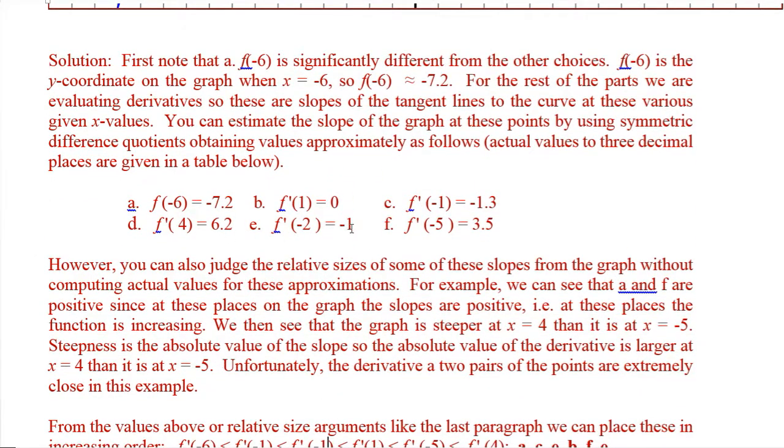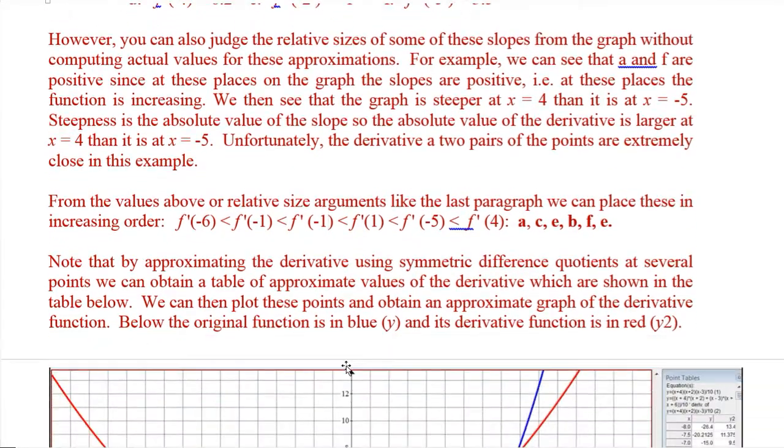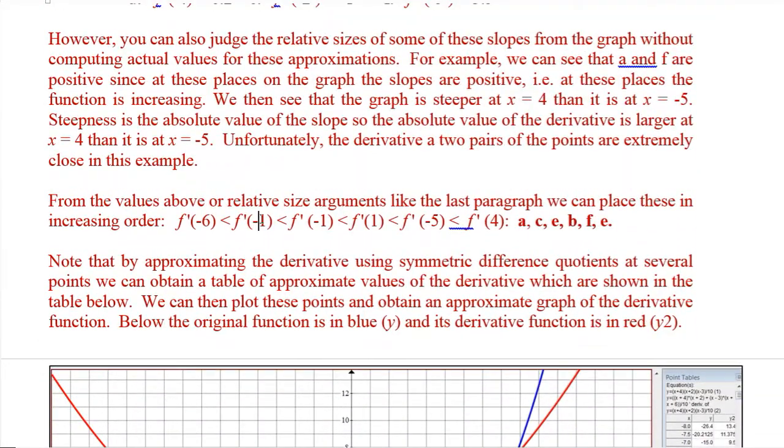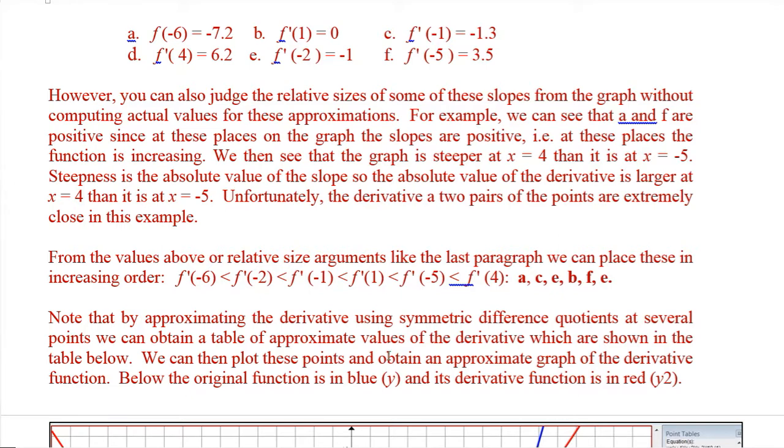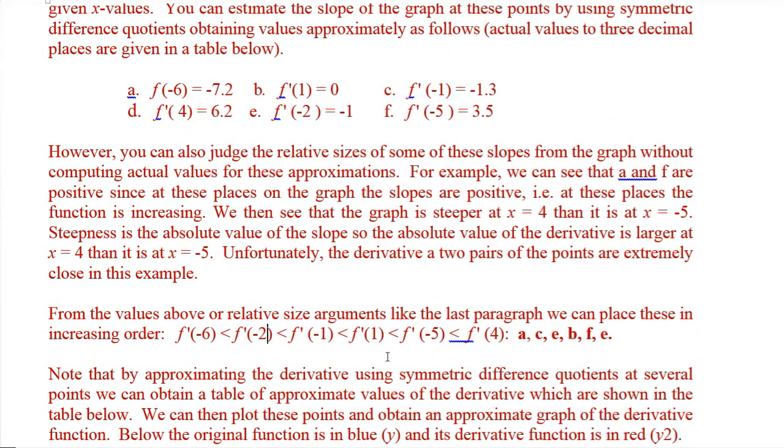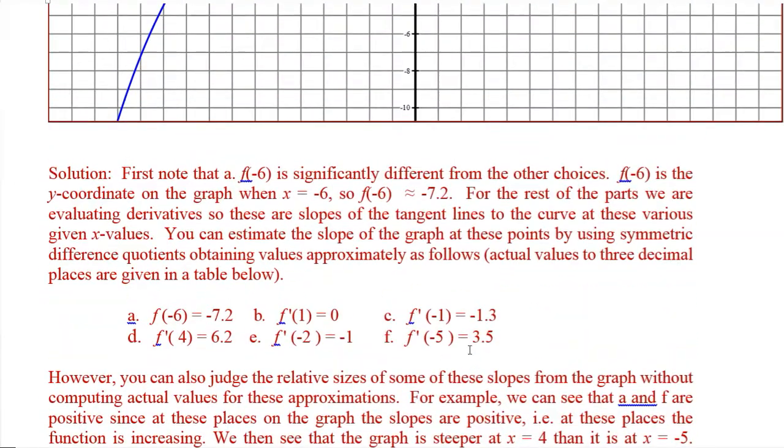F prime at -2 is about -1, so that's a little higher. So -2 is less than -1. There we go. Get that right order. Then f prime at 1 was very close to 0. Real close to 0. And then f prime at -5 was actually positive. It was about 3.5, and that's what we said a while ago.